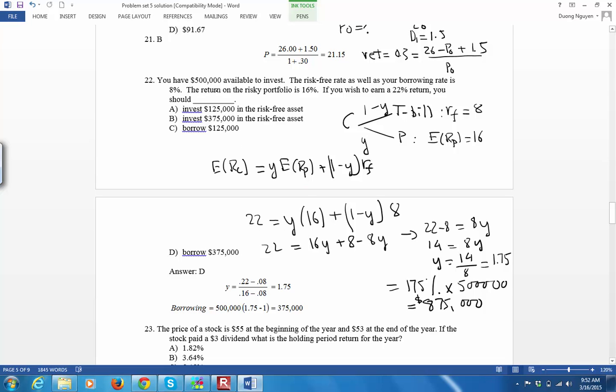But you have only $500,000. So where is the rest coming from? It's coming from borrowing. So you have $500,000, but you have to invest $875,000. So what it means is you have to borrow the remaining, which is $375,000.